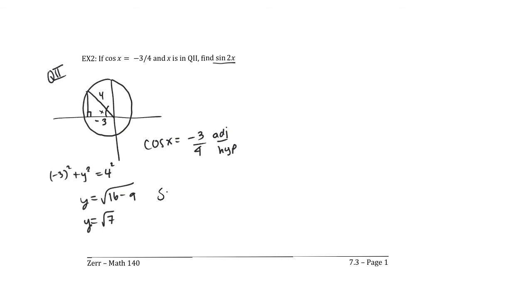So then that would give us that the sine of x, which is the opposite over the hypotenuse, would be, we just found that the opposite here would be square root of 7, and the hypotenuse is 4. Okay, but now what we want to do is use all of that work to actually find the sine of 2x.